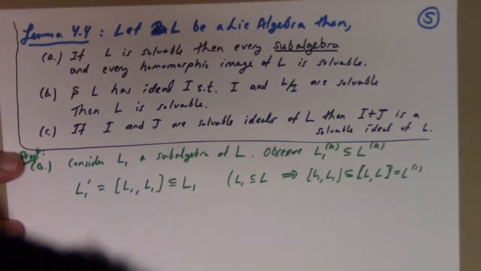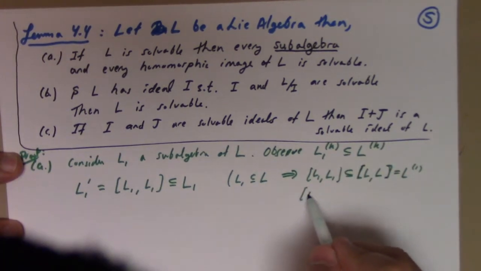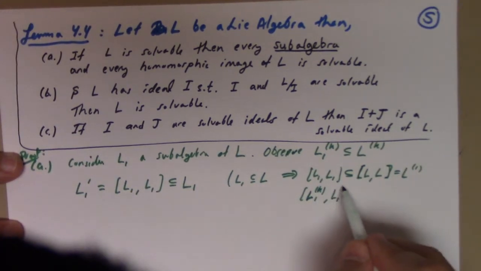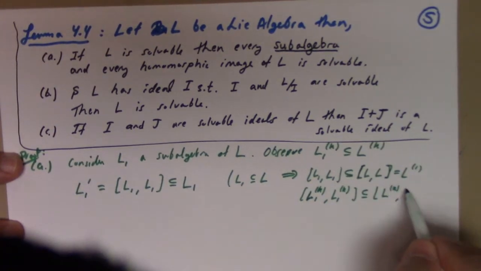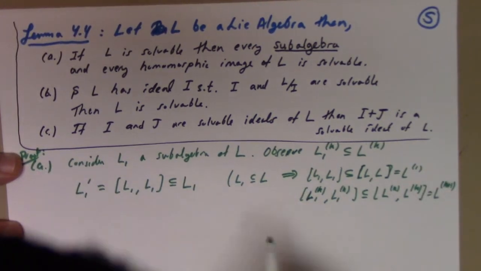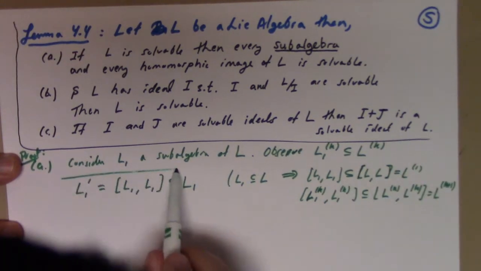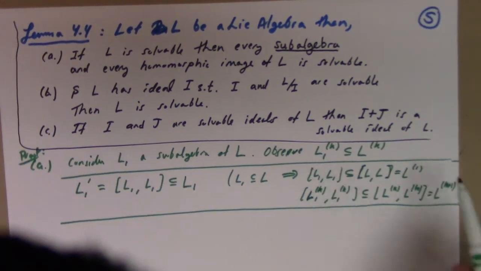And so a similar argument would hold for this: L1^(k) is a subset of L^(k), which would be L^(k+1). So you can keep going up the chain and get that. In other words, observe that the kth derived subalgebra of L1 is a subset of the kth derived algebra of the whole space. But then what?